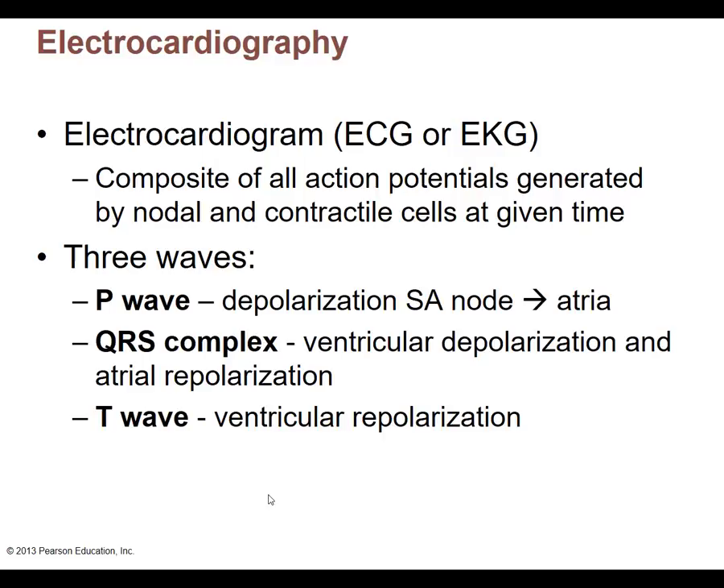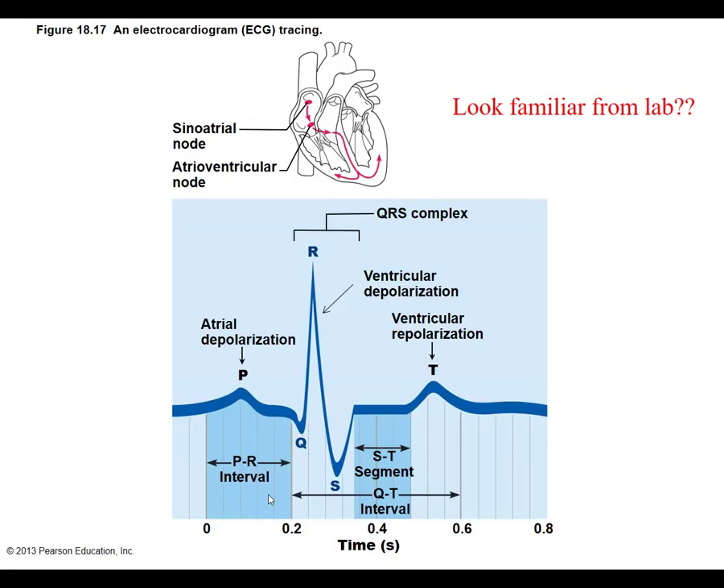And yes, this should look familiar from lab because you have that P wave. That's depolarization of the atria. That's what's happening at that sinoatrial node. The QRS complex, that's your ventricles depolarizing and the atria repolarizing. And then you have your T wave, and this is when those ventricles are repolarizing, kind of resetting themselves. And so this, yes, should look familiar from lab.